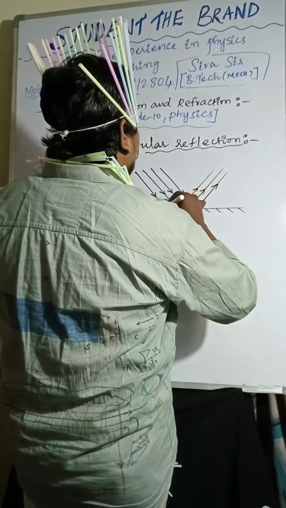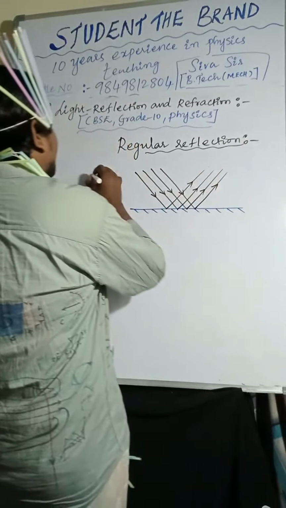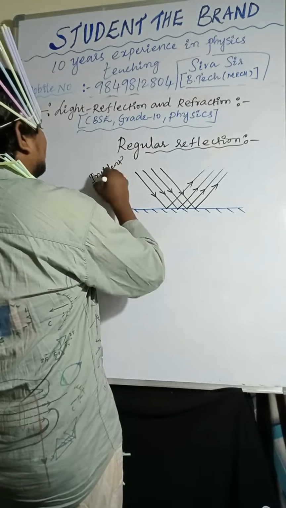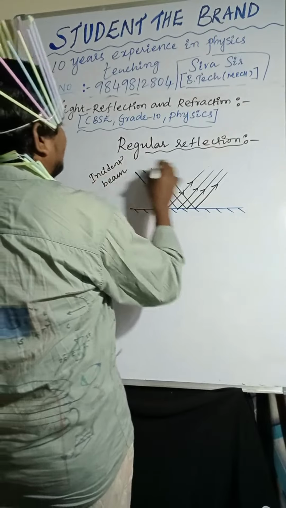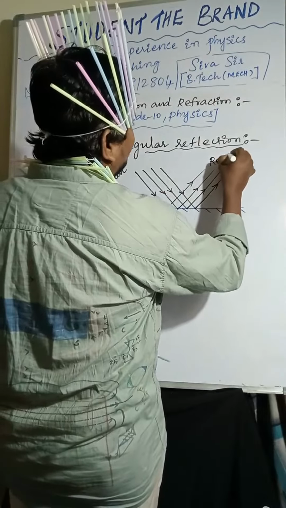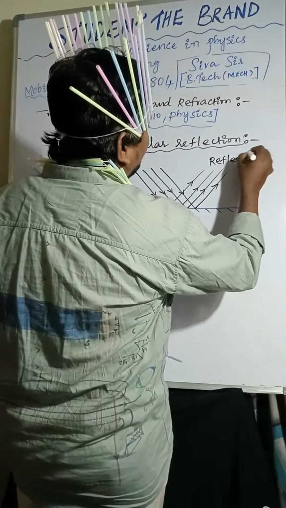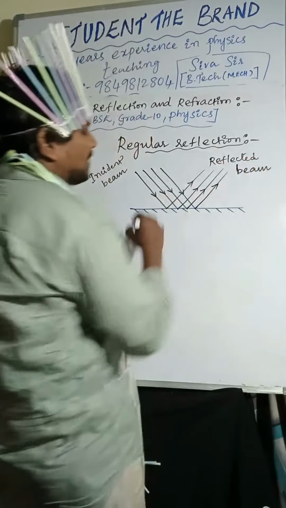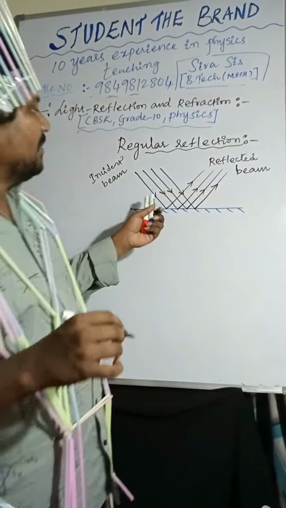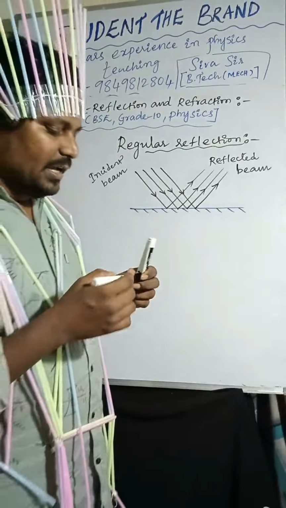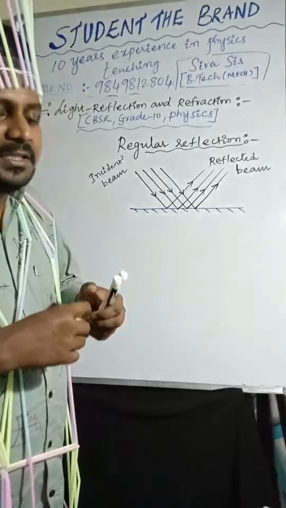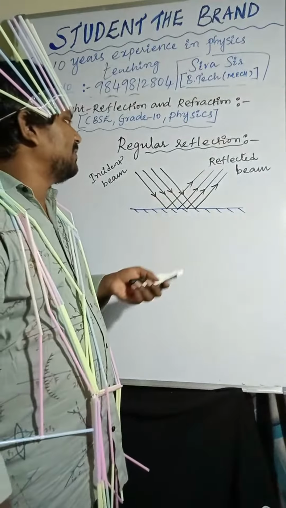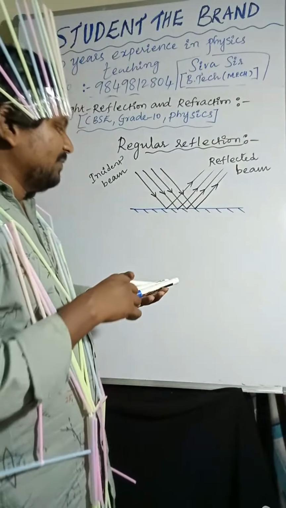This is the incident beam, and this will be the reflected beam. So the incident light rays are parallel to each other, and if the reflected light rays are also parallel to each other, this type of reflection is called regular reflection.